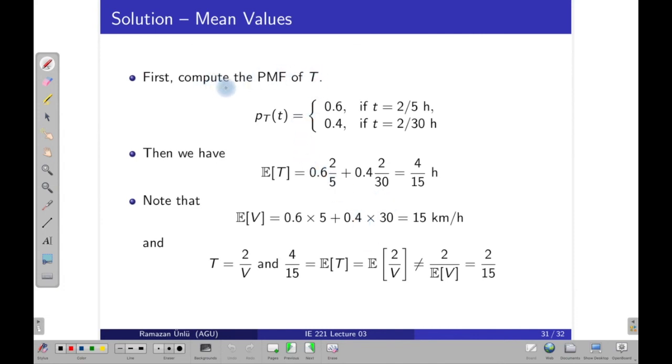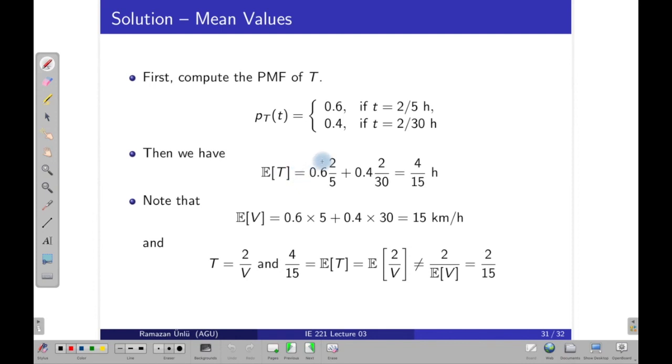First, we have to compute the PMF of t, right? So we have two options, whether the weather would be good or not. The probability is given to us, which is 0.6. In this case, t is 2 over 5 hours, which means the weather is good. If t is equal to 2 over 30 hours, the weather is bad, and the given probability is 0.4.